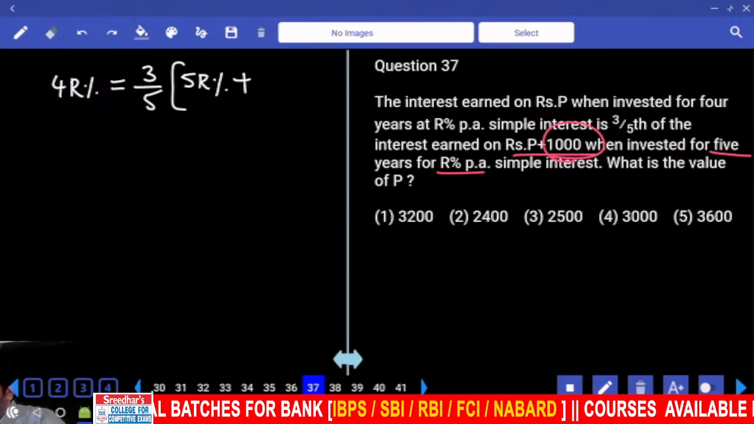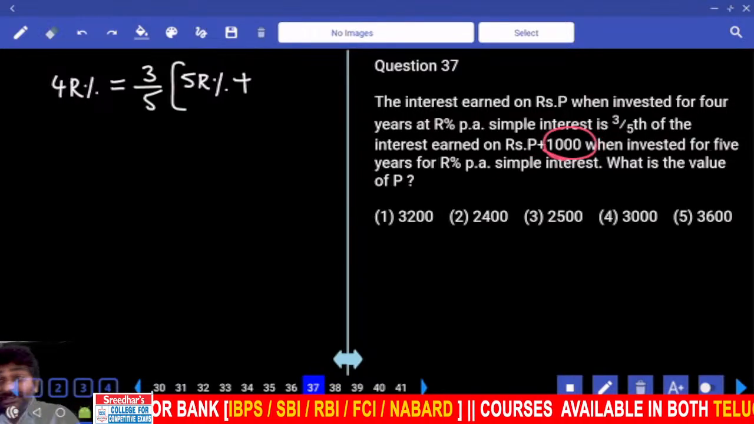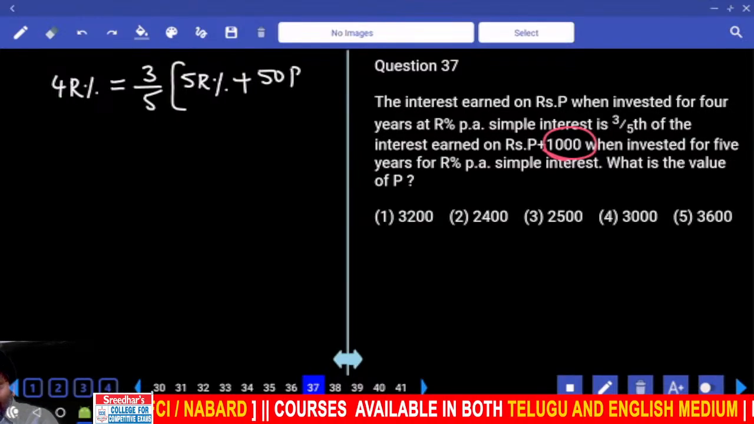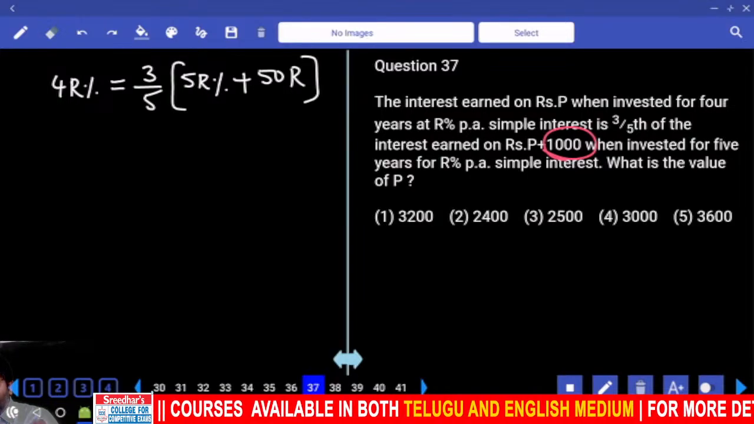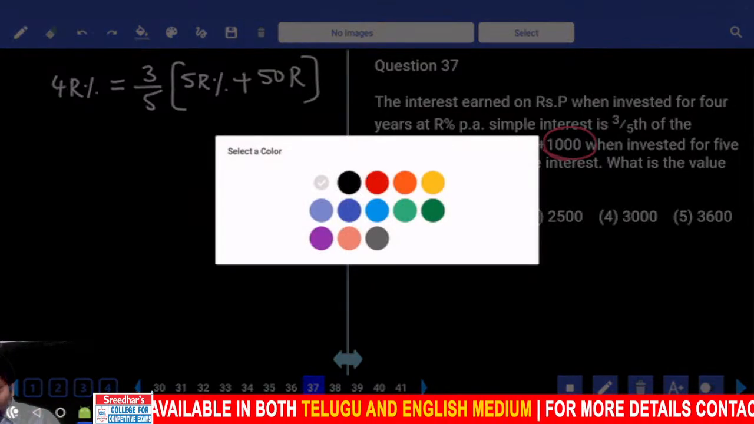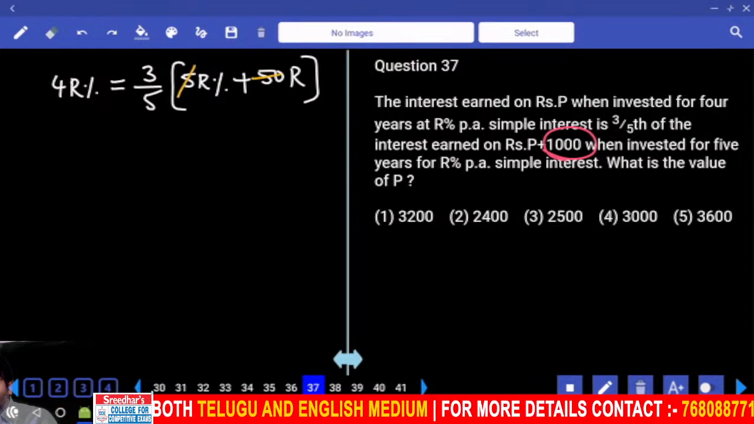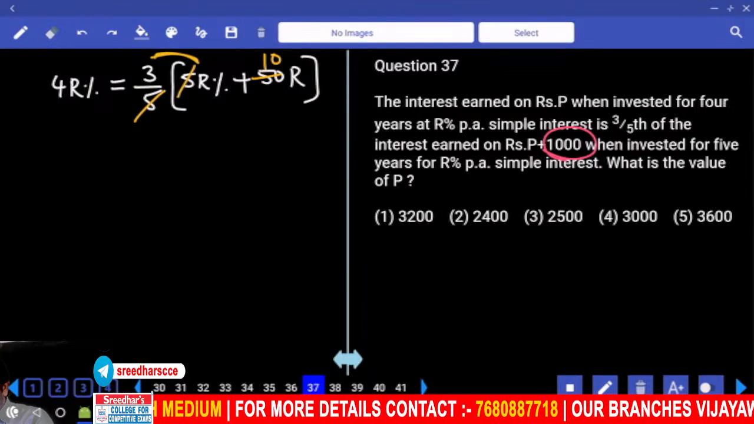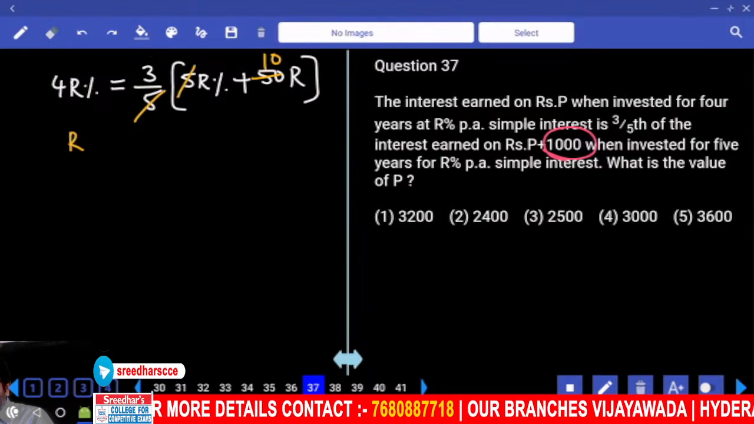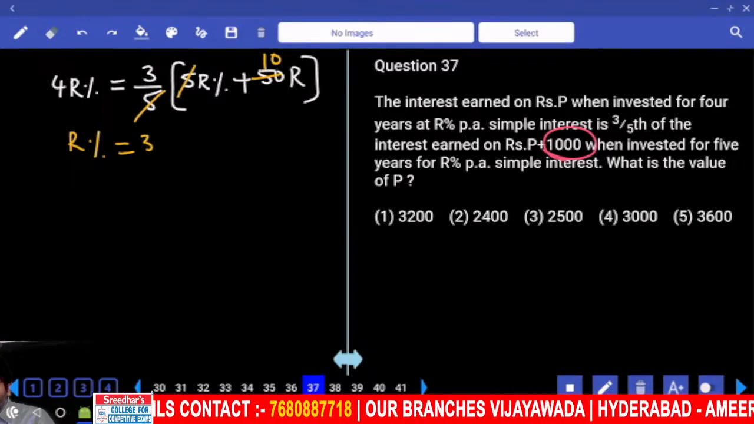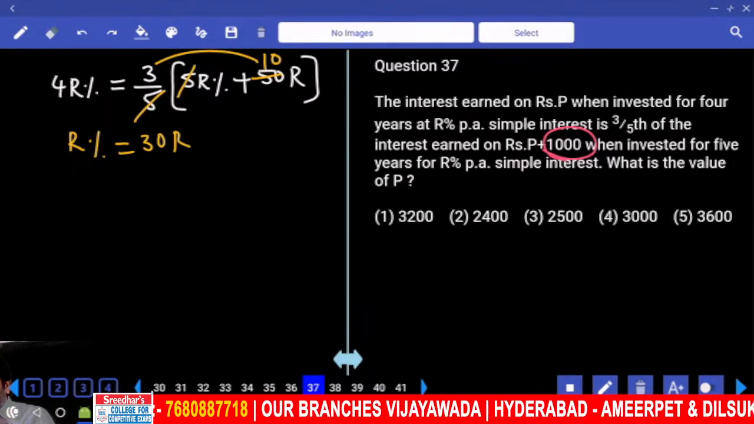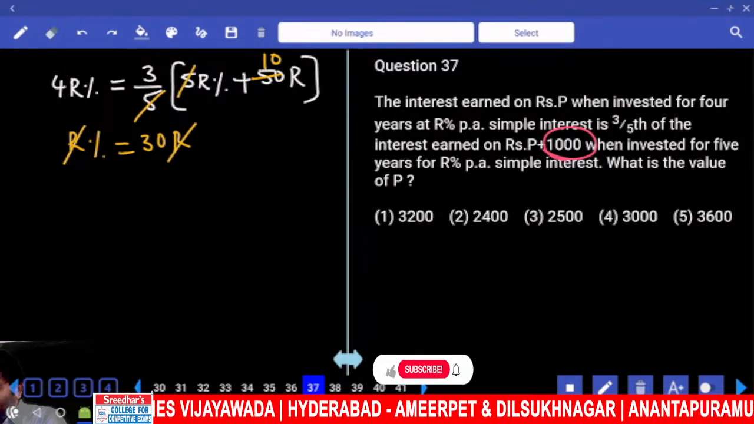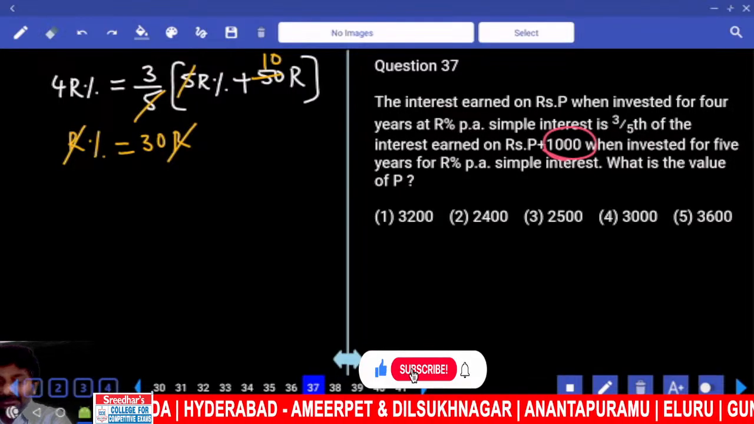Are you okay? What is 1% of 1000? 10. Then 5R percentage will be 50R only. Are you okay? Now take 5 common in numerator on the right hand side. 5 times 10, 5 cancel. 3R percentage comes to left hand side. R% will be 30R, 3 into 10R. R gets cancelled. 1% is equal to 30. 100% is 3000. That's all.